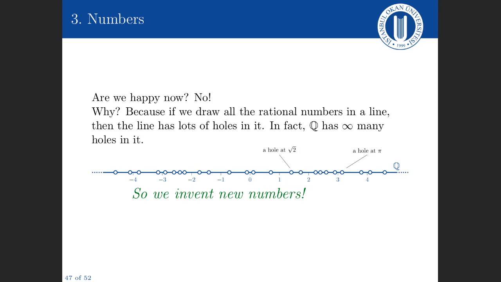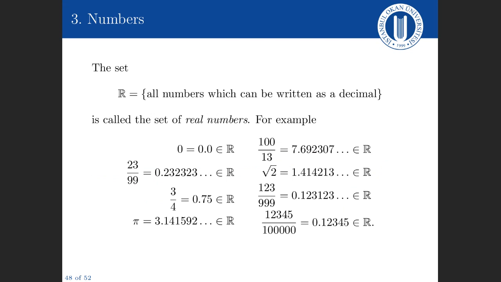For example, there's a hole just here at pi. Pi is 3.141592, etc. And for example, there's a hole at square root of 2. Square root of 2 is approximately 1.4. In fact, there are infinitely many holes in this line. That means we're not happy. We don't have enough numbers to be able to do mathematics. So what do we do? What did humans do in our history? We invented new numbers.